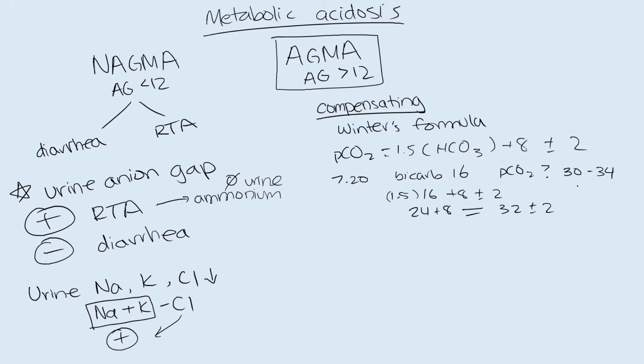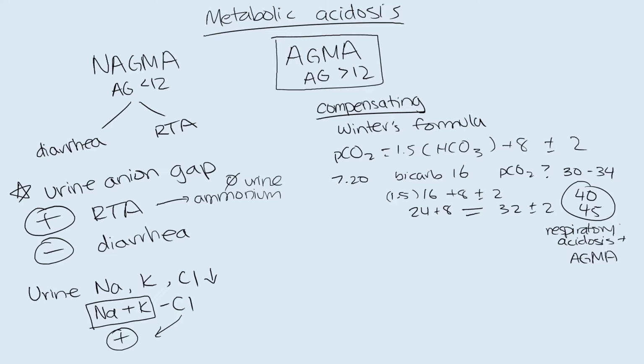If instead, for example, we saw that their PCO2 was 40 or 45 or something, then that would suggest that there is an additional respiratory acidosis on top of their anion gap metabolic acidosis.